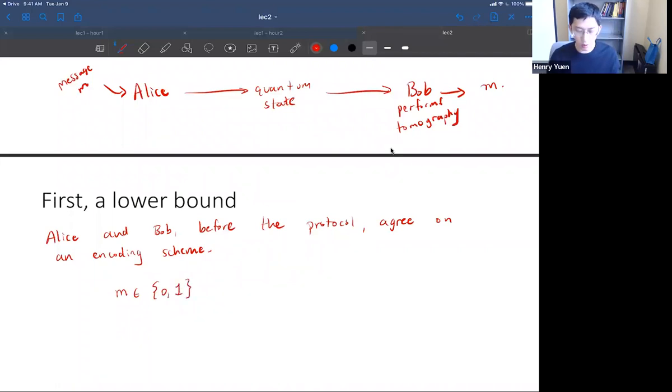We're going to try to encode classical messages of some length r with quantum states psi m on n qubits. And we're going to do some calculation to see how big r can be. What is the maximum length classical message that we can make?